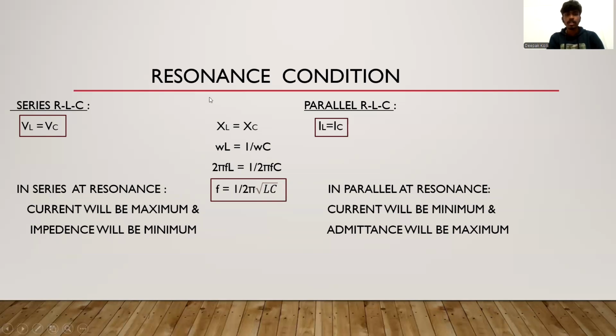The resonant frequency is obtained when the circuit is in resonance. In series, at resonance the current will be maximum and the impedance will be minimum. In parallel, the current will be minimum and the admittance will be maximum. In series we call it impedance, in parallel we call it admittance. Both are the same, but in terms of condition, they are opposite. Here the current is maximum, and there the current is minimum, with impedance minimum in series and admittance maximum in parallel.